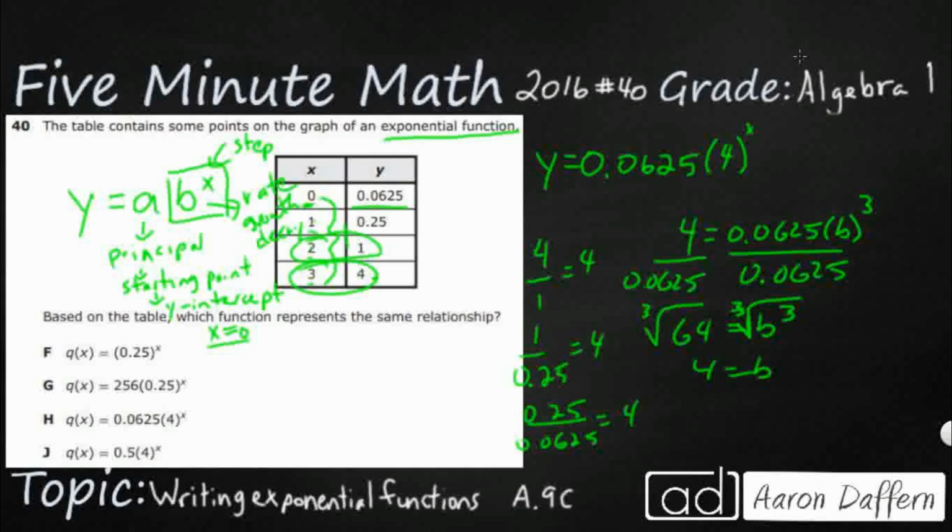This x and y pair might have been a little bit easier than the 3 and the 4, but it would still end up with that same thing. So here is our answer. And we are going to say it is H.